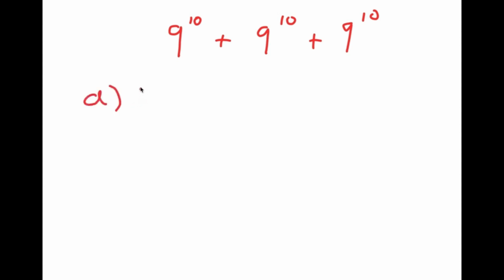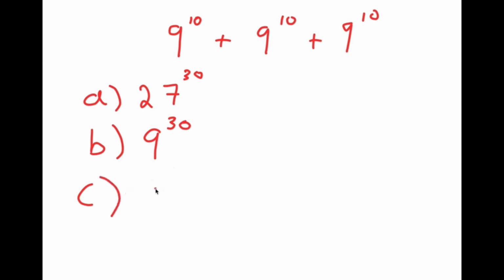So for A, I have 27 to the power of 30. For B, I have 9 to the power of 30. For C, I have 27 to the power of 10, and for D, I have 3 to the power of 21. So to first start out, let's go through all these option choices and see if they're right or not.